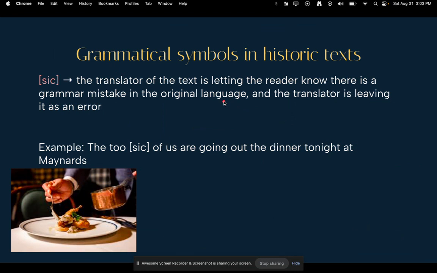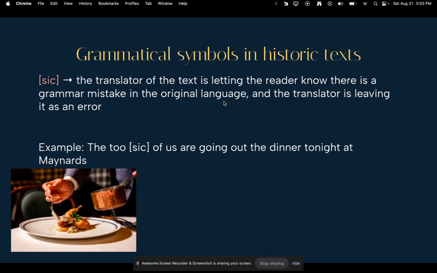All right, now we're going to talk about some grammatical symbols in historical text. Now, this is probably not going to come up super much, but it is really nice to know what these weird symbols mean. So the first one is going to be SIC in brackets, or sick.